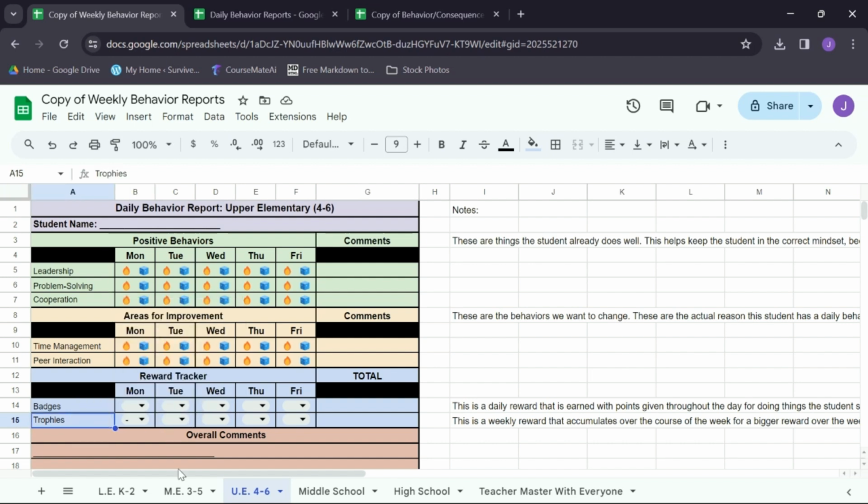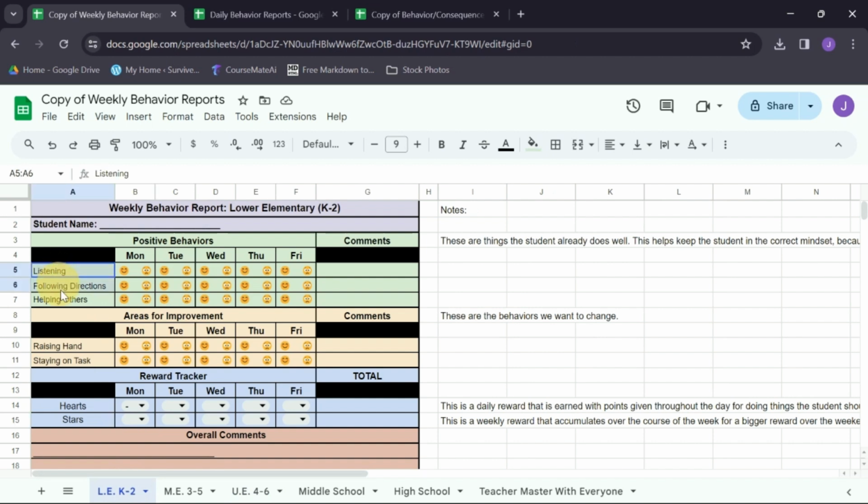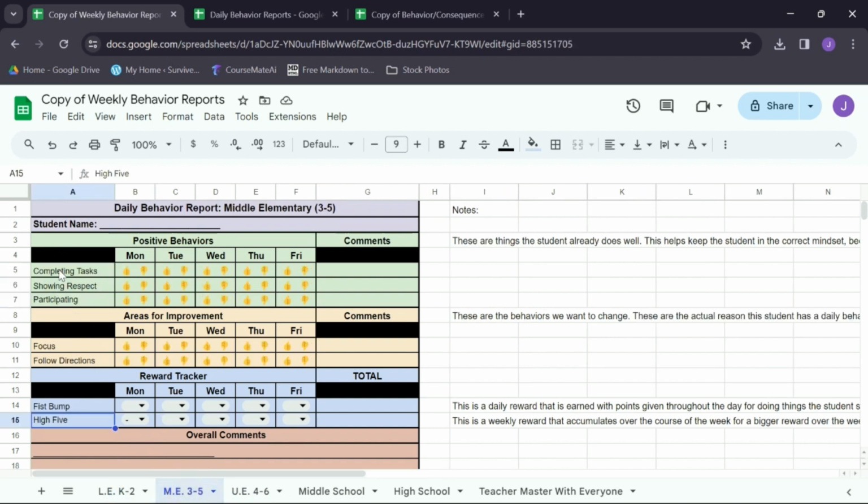One thing I forgot to mention, these qualities here are changing as we go up. So we are going up to now completing tasks, showing respect, participation, focus, and follow directions. And then upper elementary, we're going to leadership, problem solving, cooperation, time management, peer interactions.